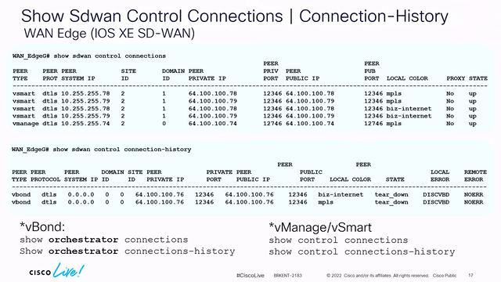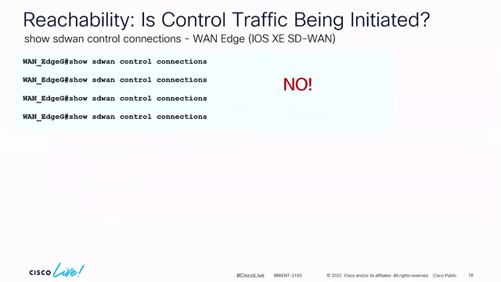Okay. So one of the questions we ask ourselves when it comes to reachability is, is control traffic being initiated? If I run this show SD-WAN control connections command a few times and I don't see anything, okay, that tells me I'm not even initiating traffic.